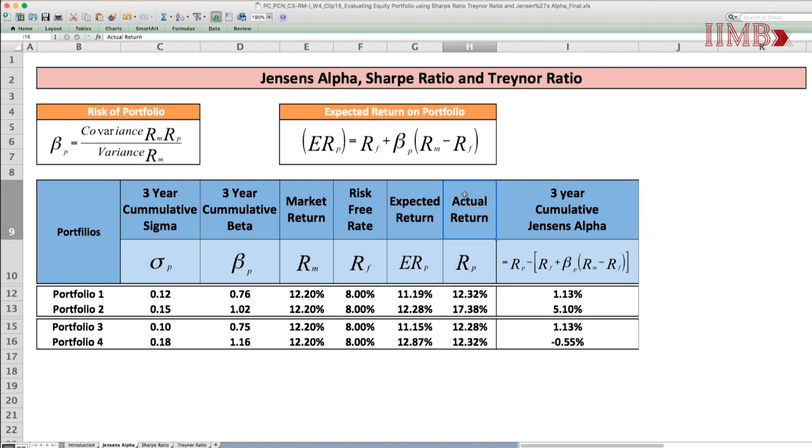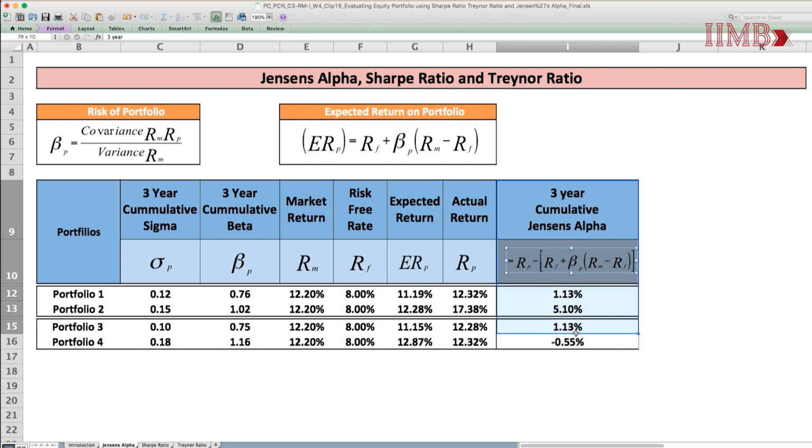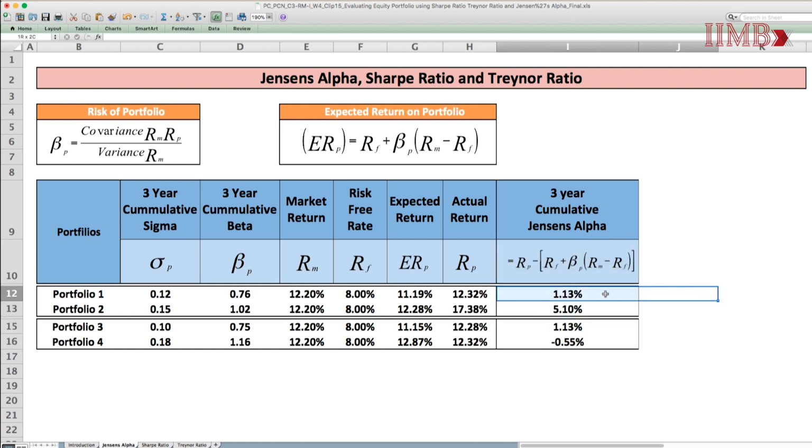For an illustration of how this ratio is used, let's go back to the same spreadsheet. So this is what we saw in the last screen. These were the actual returns delivered. Now the expected return is in this column, and therefore Jensen's alpha is nothing but the actual return minus the expected return, and therefore the figures you get for the first portfolio 1.13, the second portfolio 5.10, the third portfolio 1.13, and the fourth portfolio minus 0.55.